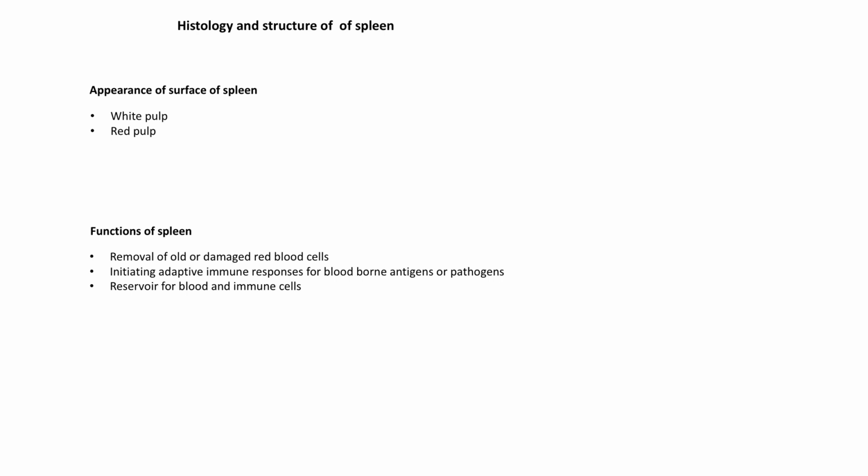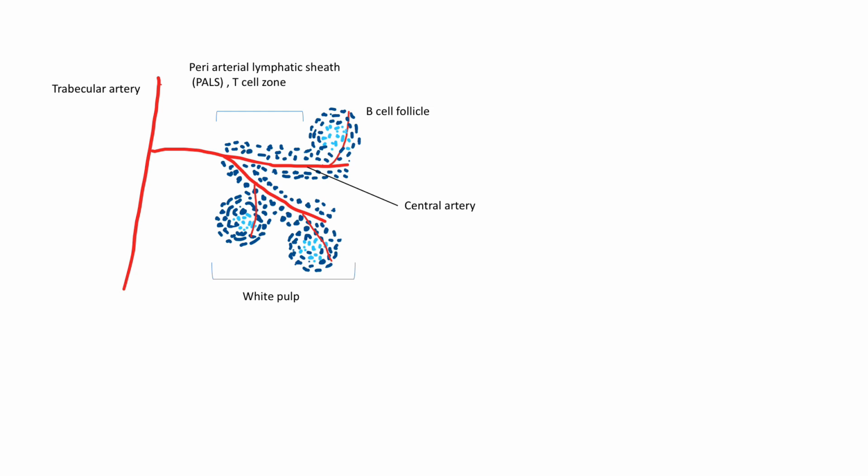To better understand the internal structure of the spleen, we need to understand the functions of the spleen. One function of the spleen is to remove old and damaged red blood cells from circulation. And the spleen is the site for adaptive immune response for blood-borne antigens and pathogens. The internal structure of the spleen is based on the circulation of the spleen.